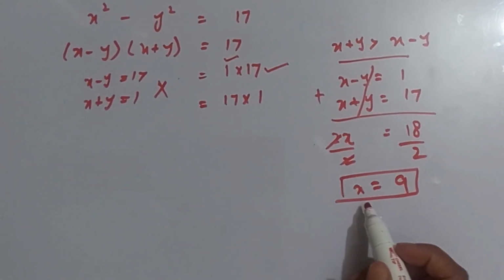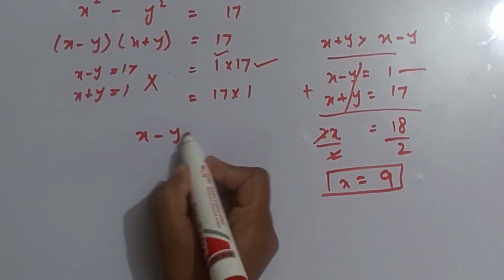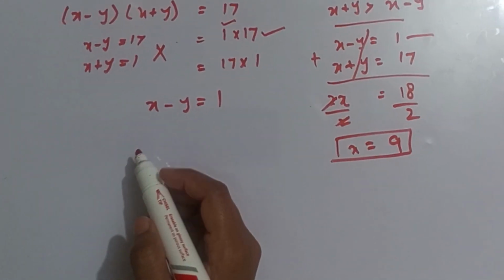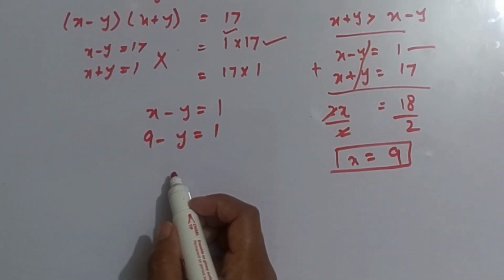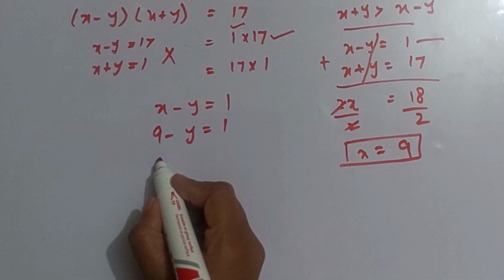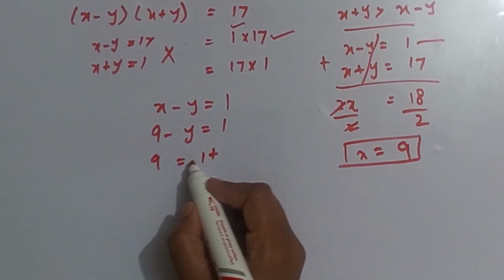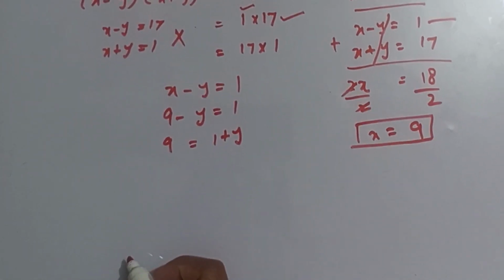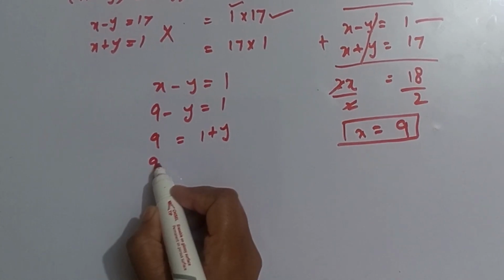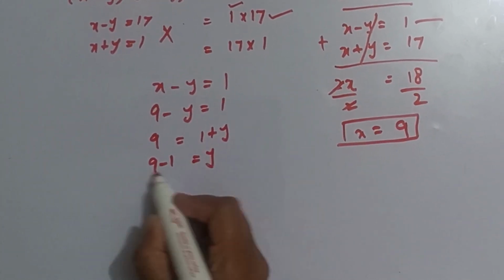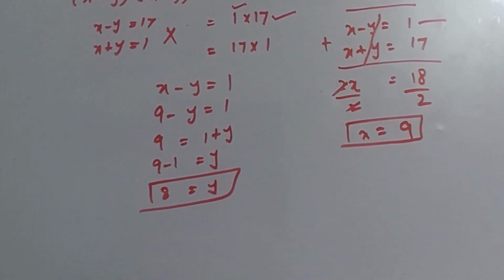Now we find the value of y. For this we take the first equation, x minus y is equal to 1, and x is 9. So here we write 9 minus y is equal to 1. In the next step, we add y on both sides. We get 9 is equal to 1 plus y. In the next step, we subtract 1 on both sides. Then we get 9 minus 1 is equal to y. This is equal to 8. So in our question, y is equal to 8.